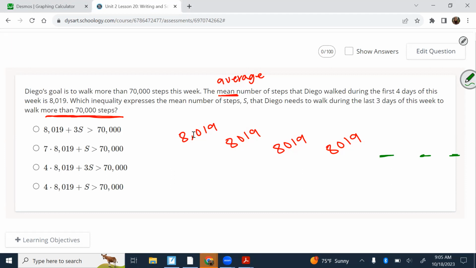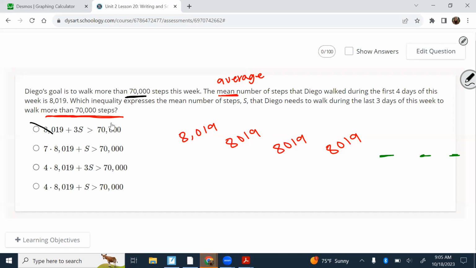Because A would suggest that he wants to walk more than 70,000 steps this week. And when we're talking about average, we would estimate that that's what he did each day so far, not the total he's walked so far. If that's his average, that means each day he walked about 8,000. So really 8 times 4 is like 32,000 steps already done. So I wouldn't say that it's A for that reason, because that would imply that's what he walked, when really he walked about that much a day. Does that make sense?